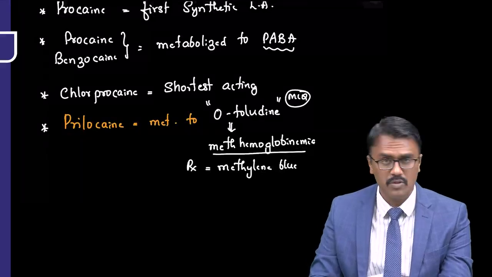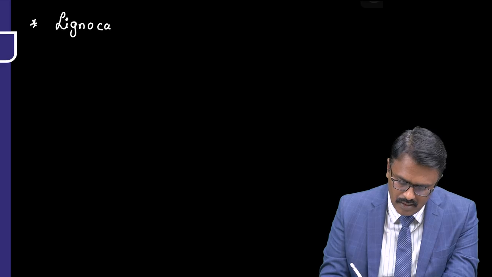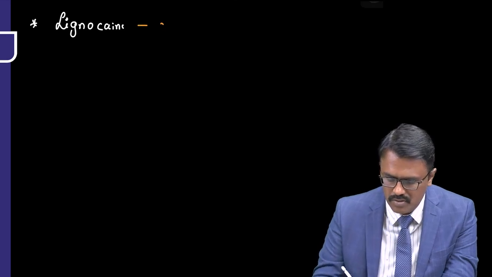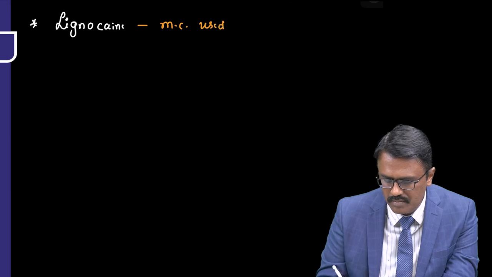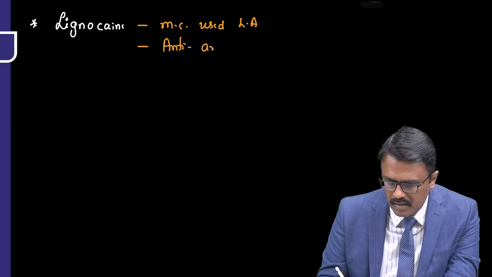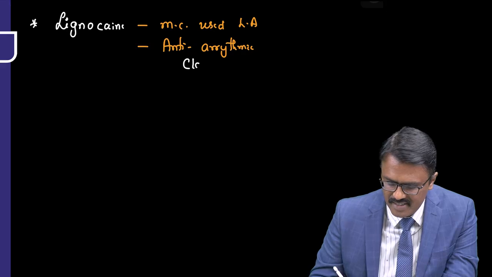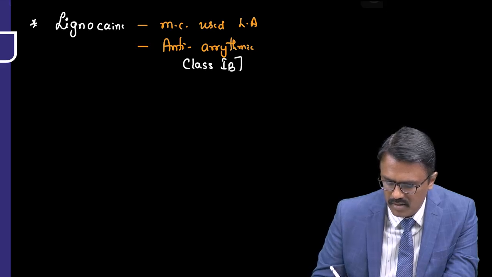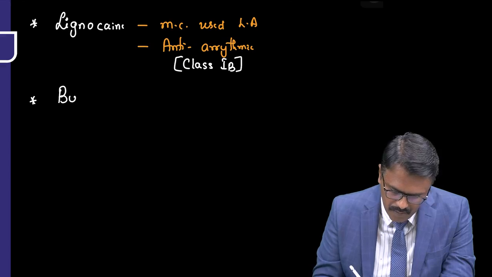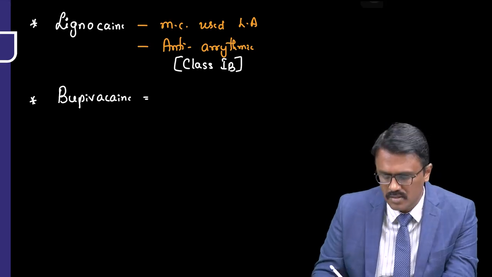Then the famous one which we use commonly in practice, lignocaine. Lignocaine is also called lidocaine, and it is one of the most commonly used local anesthetics. Not only that, it is also used as an antiarrhythmic drug. Which class? Any ideas? Yes, you are right. Class 1B antiarrhythmic. So what does it block? Obviously sodium channels. Then we have a drug by the name bupivacaine, but its specialty is that it is the most cardiotoxic.